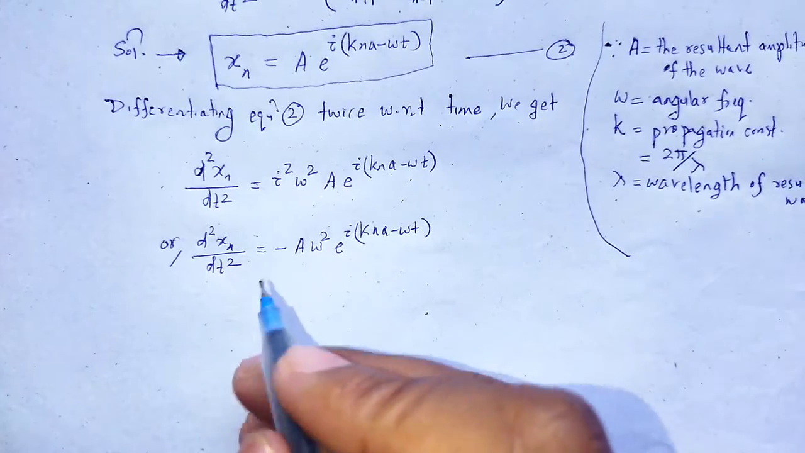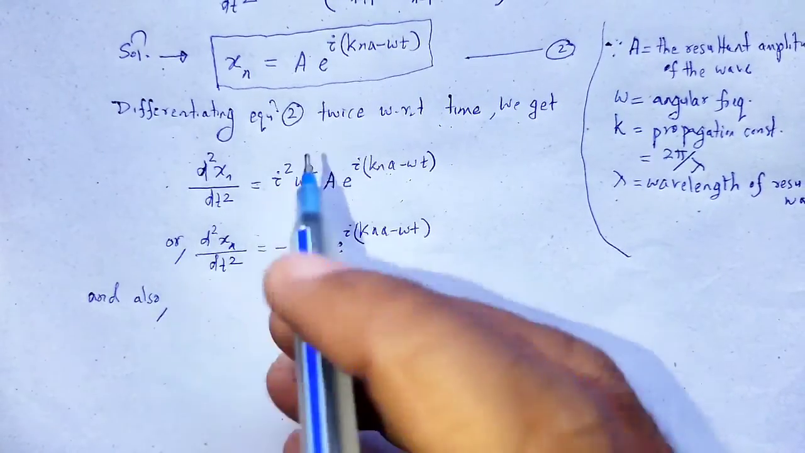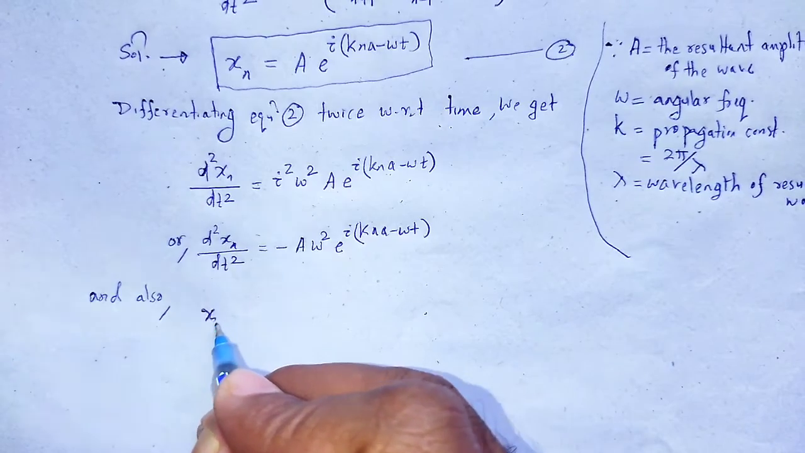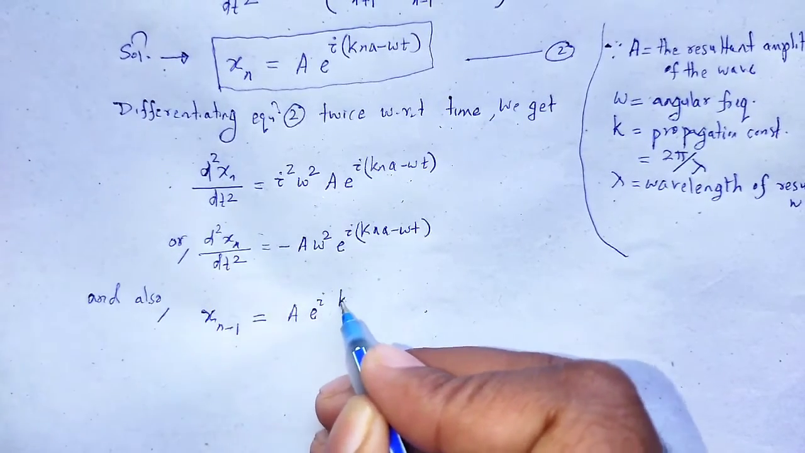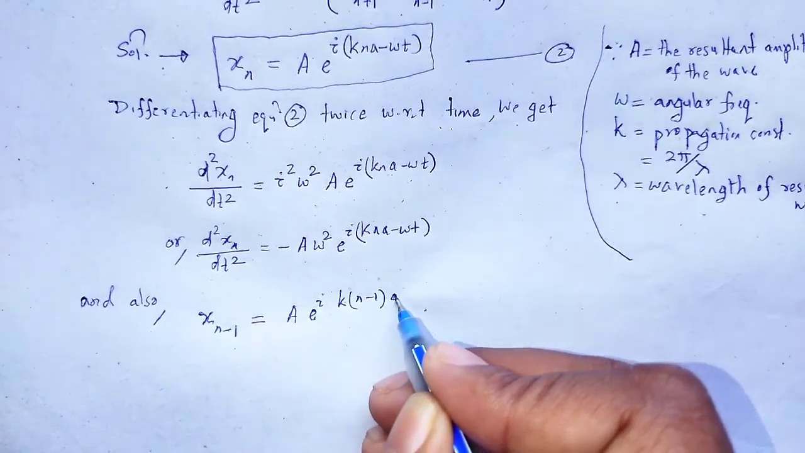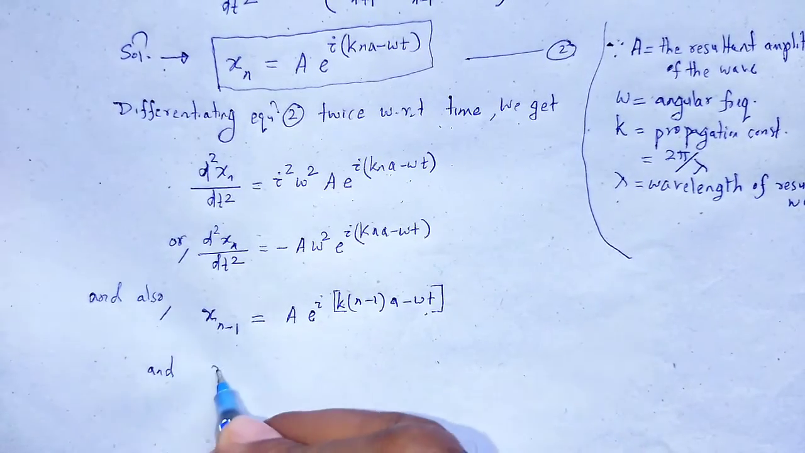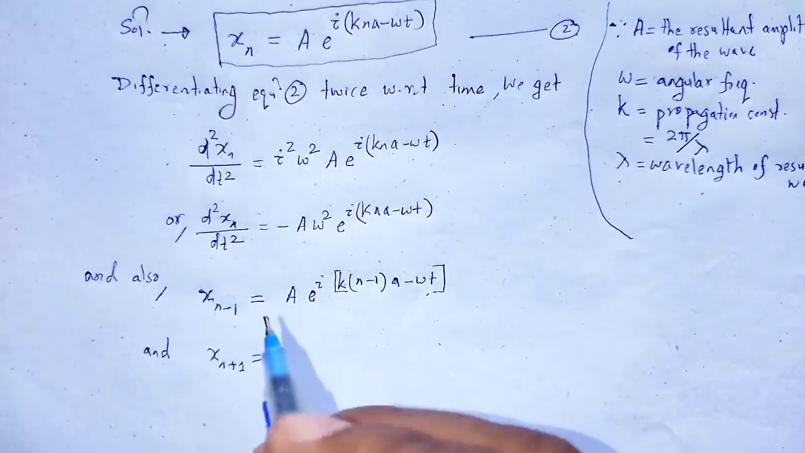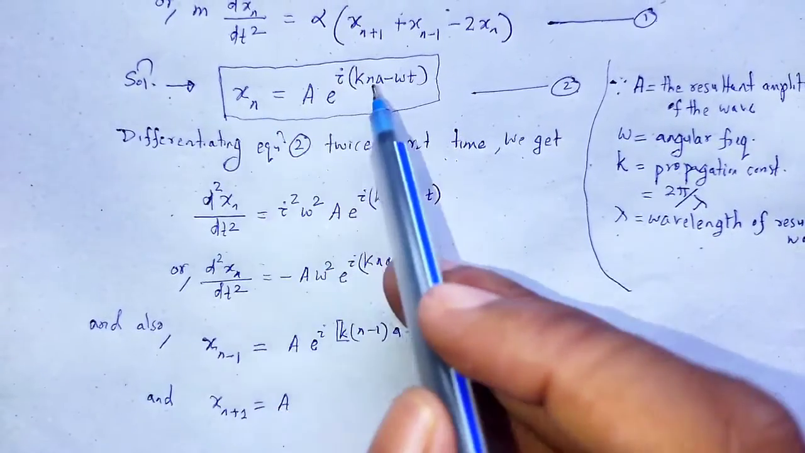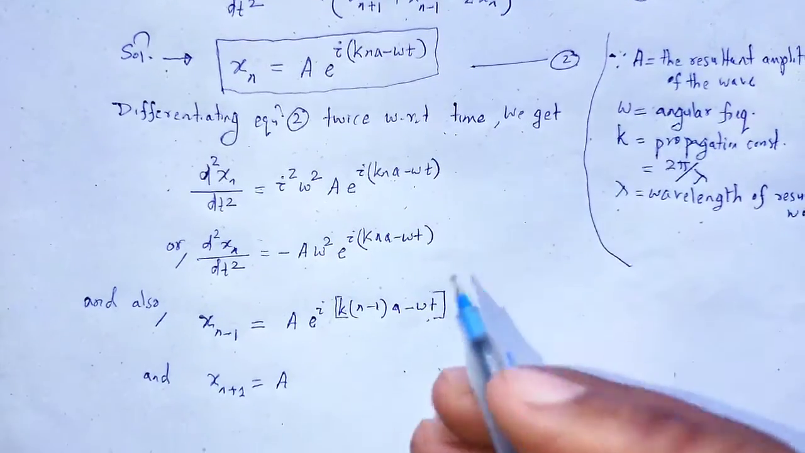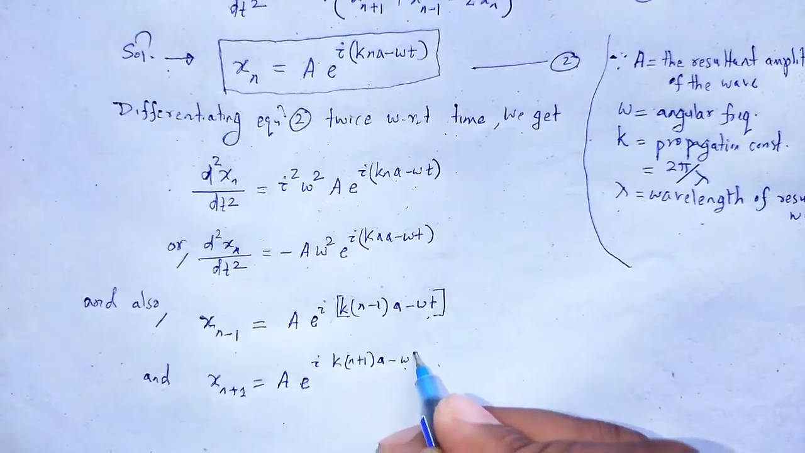And also x_n is equal to that much. Therefore x_(n minus 1) is equal to A e to the power i(k (n minus 1) a minus omega t), and x_(n plus 1), that will be the displacement of the (n plus 1)th atom, A, for n plus 1, in place of n we substitute n plus 1, e to the power i(k (n plus 1) a minus omega t).